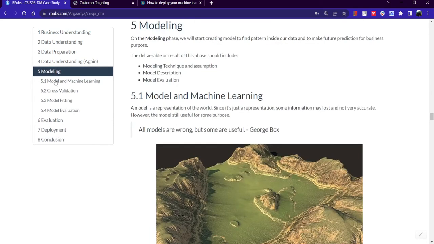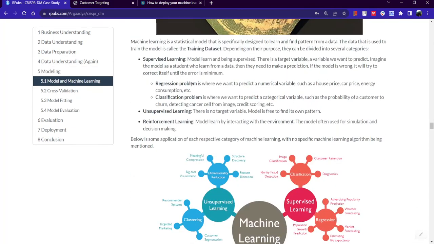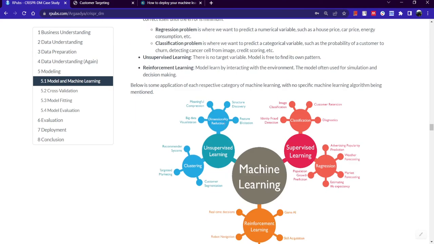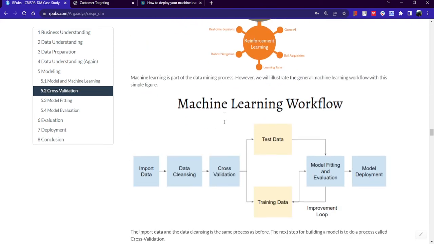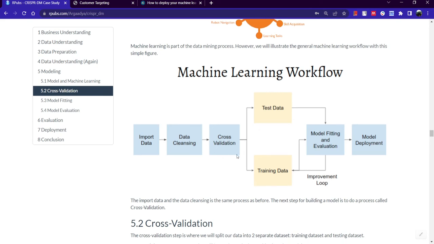So here in this example, they're going to use a few models. Let's see what they have decided to apply. Here they're giving you some idea of what is supervised, unsupervised, reinforcement learning, and so on. You may look into them if you are interested. And then they show you the machine learning workflow. Though I'm not sure why cross-validation is here at this stage.